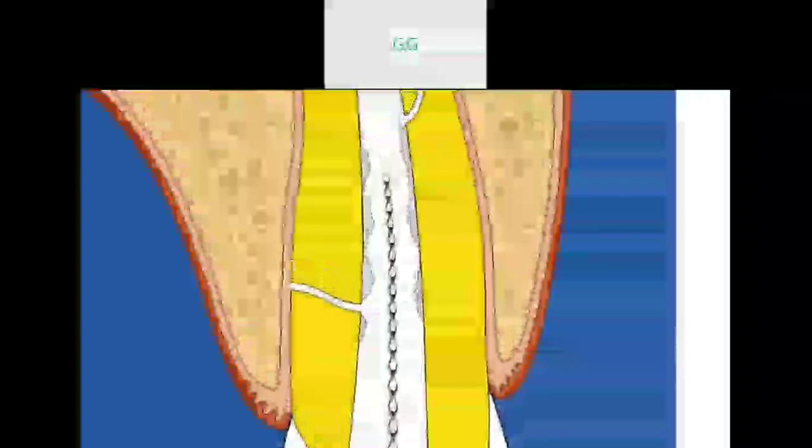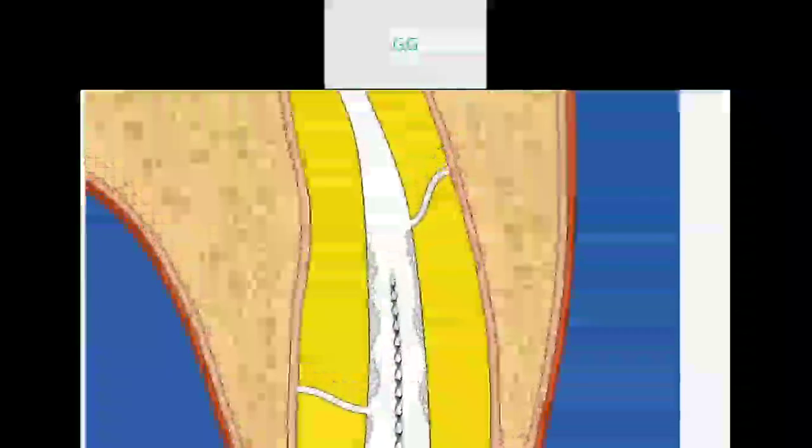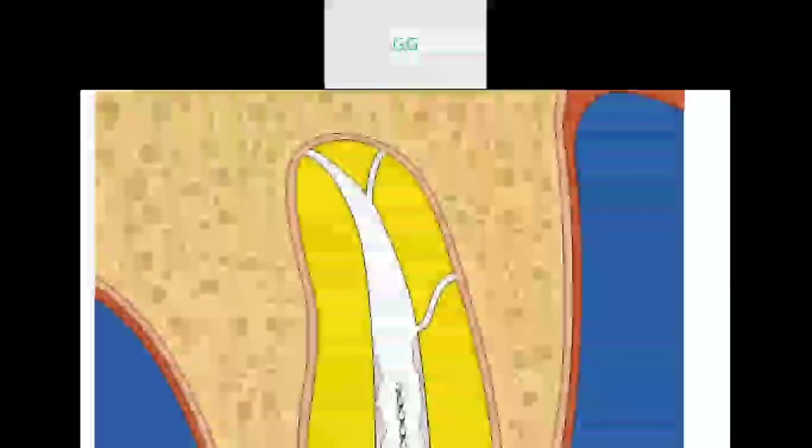Herbert Schilder clearly states that the sealer placement is to be done in very minimal streaks which have to be just lightly applied onto the walls, and it has to be carried through very carefully, and the canal is not to be filled completely with the sealer.